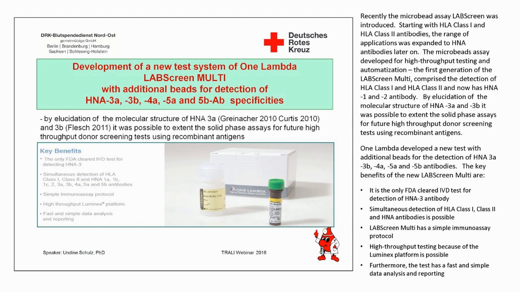The key benefits of the new LABScreen Multi are: it is the only FDA-cleared test for detection of HNA3 antibodies. Simultaneously, detection of HLA class 1, class 2, and HNA antibodies is possible. LABScreen Multi has a simple immunoassay protocol, and high throughput testing is possible because of the Luminex platform. Furthermore, the test has a fast and simple data analysis and reporting.